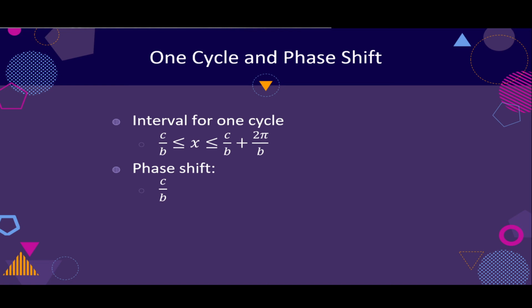Phase shift is c over b. So think of phase shift as the horizontal translation, okay? The interval for one cycle tells us, when we're graphing on a coordinate plane, what do we graph? We graph one cycle, we graph the interval.